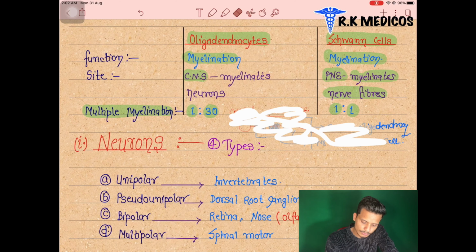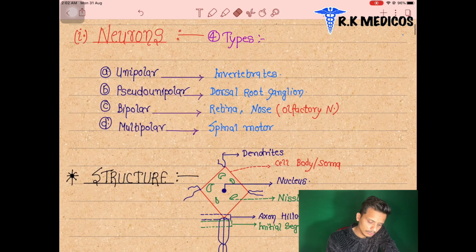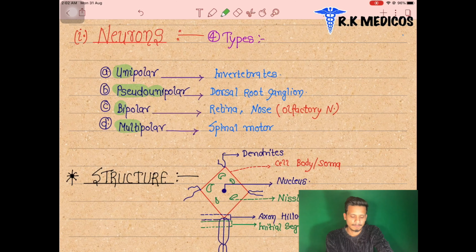Next point we are going to see about the neurons. There are 4 types: unipolar, pseudo-unipolar, bipolar, multipolar. What does polar mean? It means poles. We can say the unipolar is present in invertebrates. The pseudo-unipolar is present in the dorsal root ganglia. What is meant by dorsal root ganglia?